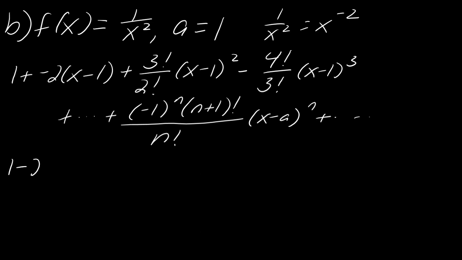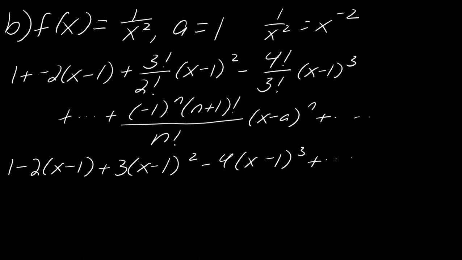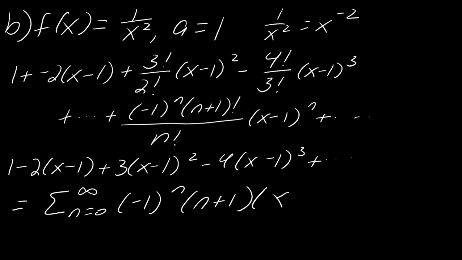So this will simplify to 1 minus 2 times x minus 1 plus 3 times x minus 1 squared minus 4 times x minus 1 cubed, so on and so forth. I wrote x minus a, this should have been x minus 1, my bad. Okay, so all of this then can be rewritten as a series, from n equals 0 to infinity. So this will just end up being negative 1 to the n plus 1, x minus 1 to the nth. And so that is your Taylor series.